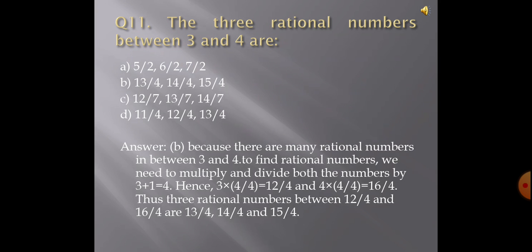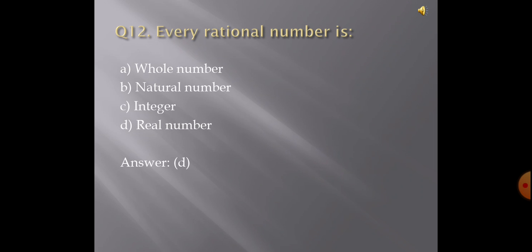Question number 11. The three rational numbers between 3 and 4 are. Now first you have to solve it. First you are going to find the three rational numbers between 3 and 4. So this question is totally related to the question which we've done in exercise 1, I think, of chapter number 1. So if you are not able to do this question, please watch my explanation which I have added below.